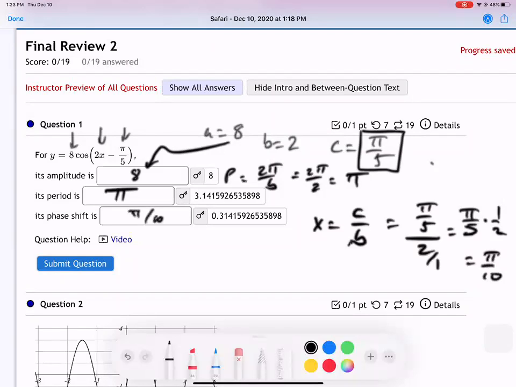So many people kept messing up on phase shift. You guys would just copy. That is not right. C is not your phase shift. C helps you get your phase shift. And the phase shift is x equals to c over b. Like, no joke, people lost points after points after points for that.